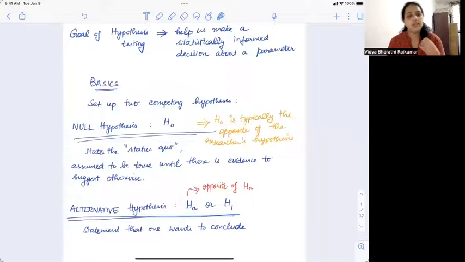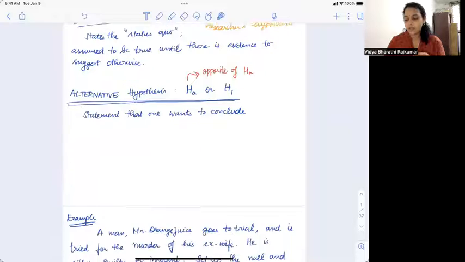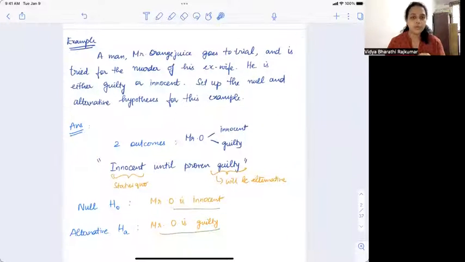And the other hypothesis we write is called the alternative hypothesis. And it is written as HA or H1, and usually the alternative is the opposite of the null. To give you a simple example, suppose we have a man, Mr. Orange Juice, who is being tried in court for the murder of his ex-wife. Mr. Orange Juice could either be guilty or innocent. We don't know the truth.